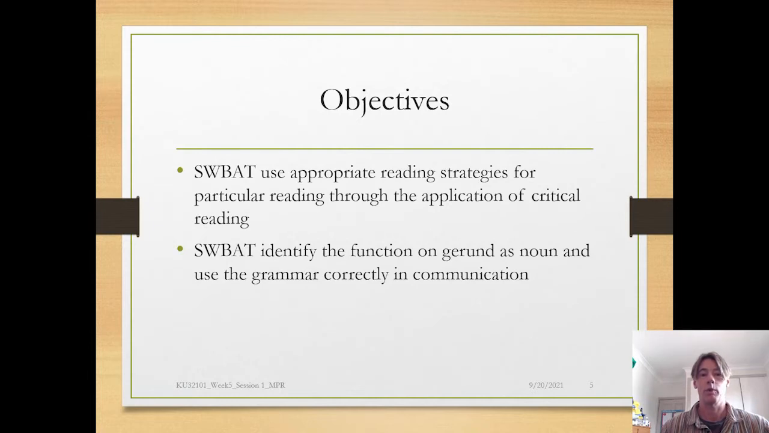This week, we'll be looking at using reading strategies for particular readings through the application using critical reading. This is to help our understanding when we read for meaning and understanding. And the same thing happens when we write. We need our audience to understand what we're doing. Practicing this while we're reading helps us as authors.